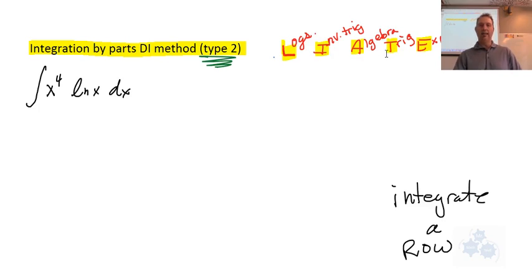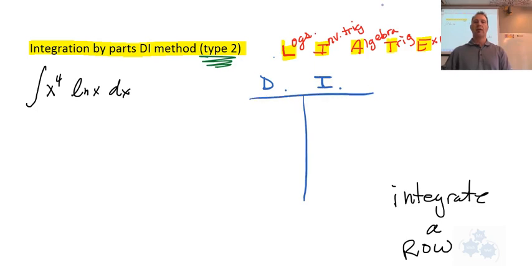LIATE, okay, L-I-A-T-E. And this is actually the order in which you would choose which one to be the derivative in the DI method. So if you have two functions and you're not really sure which one to choose, which one should be the derivative, which one should be the integral, then you think back to this little memory mnemonic here, LIATE, and logarithms you would choose first. So natural logarithms, of course, you would choose first. And then inverse trig functions would be second, algebraic terms would be third, trig terms, and exponentials. Okay, so that's the order in which we choose which one would be the derivative.